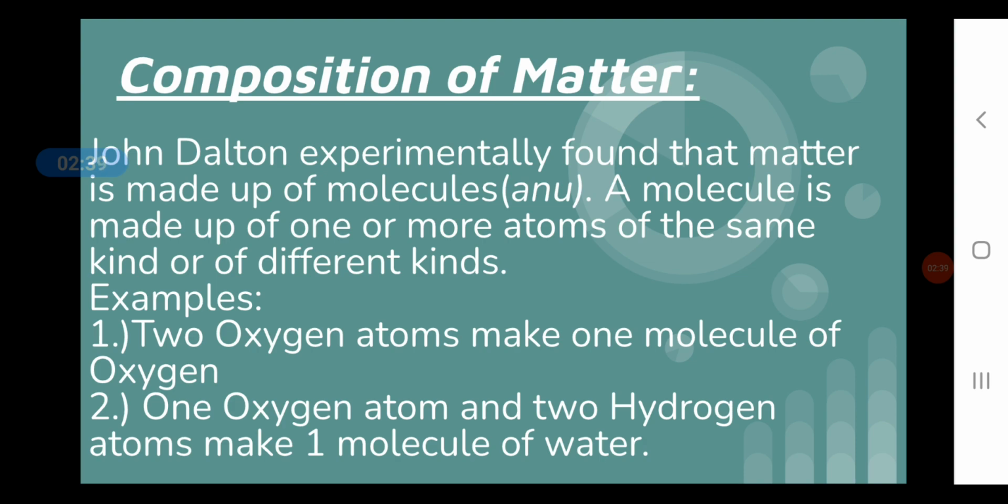But if you take one molecule of water, you will see that one oxygen atom and two hydrogen atoms are combining together to form one molecule of water. So here in one molecule of water, you will find three atoms, one oxygen atom and two hydrogen atoms. They are pairing together to form one molecule of water.